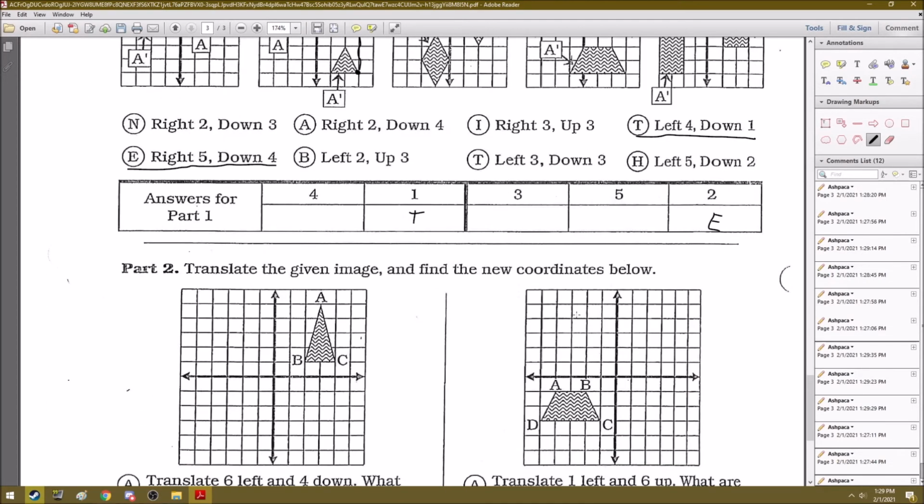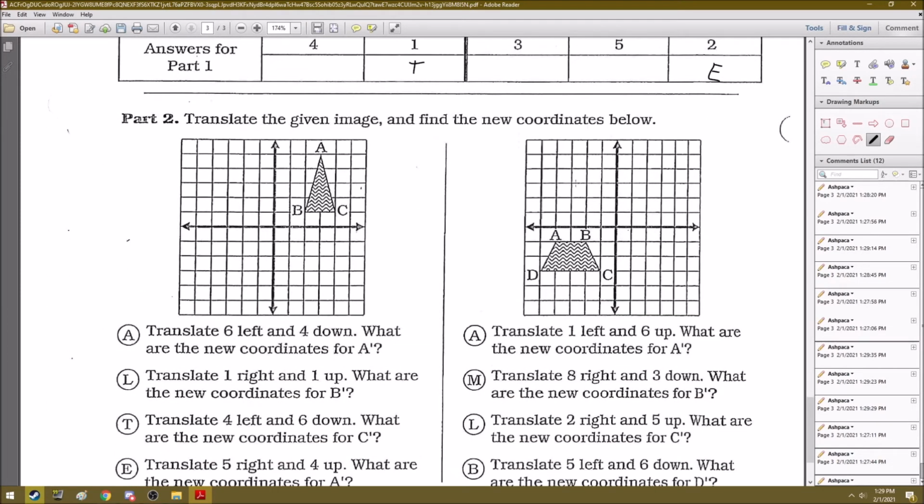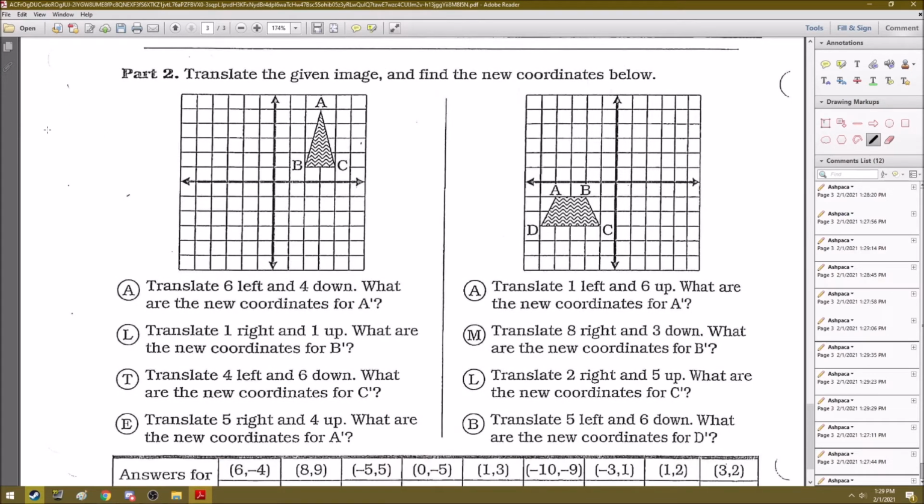Alright. Part 2 is a little bit different. This time we want to translate the given image, so a triangle over here and a quadrilateral over here, to find the new coordinates of the vertices. So we'll do one on each. So over here on this triangle, let's look at A. The letter A corresponds to translate 6 to the left and 4 down, and asks what are the new coordinates for A. So we'll move the whole shape 6 to the left and the whole shape down 4.